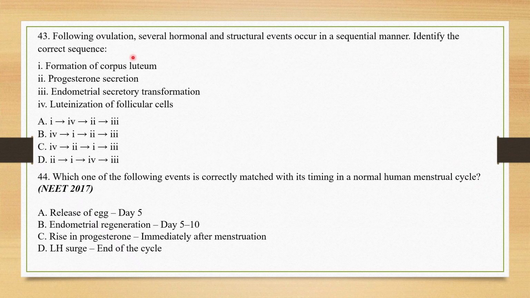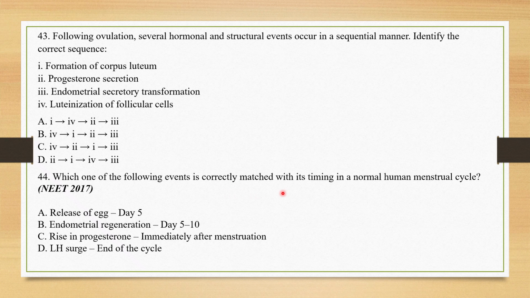Following ovulation, several hormonal and structural events occur in a sequential manner. Identify the correct sequence. So first there will be luteinization of follicular cells. That means it will be either option B or option C. Then after luteinization there will be formation of corpus luteum. So we have reached the right answer, that is B. Followed by progesterone secretion, then endometrial secretory transformation.